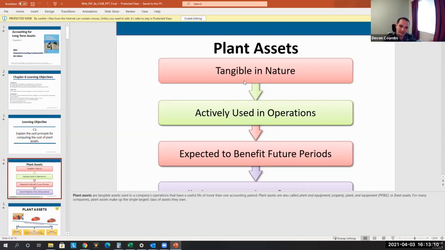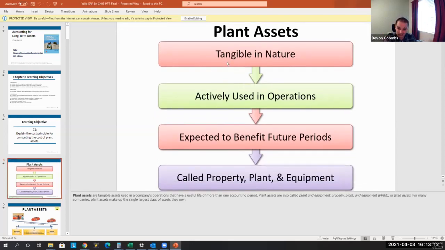So what is a plant asset? A plant asset is tangible. We're actively using it in operations. We have an expected benefit for future periods, and we generally call it plant, property, and equipment. So what does that mean? That means it might be machinery that we have, valuable machinery, not a small, let's say $100 printer. We're not talking about that. We're talking about a $20,000 printing press. It might be a building. It might be the land for that building.